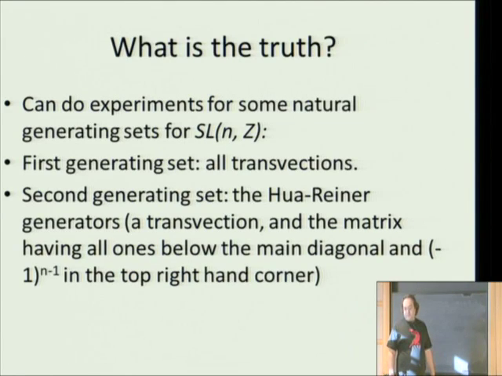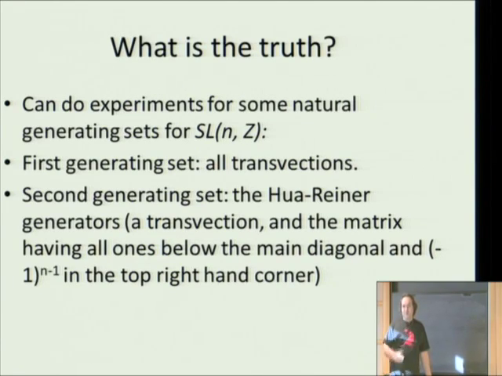So for SLNZ, there is a natural generating set. If you ask somebody what the generating set for SLNZ is, they'll either say they don't know, or they'll tell you that it's the transvections. What are transvections? These are elementary row operations. You take a matrix which is diagonal, and then you have a single off-diagonal 1. Those are transvections. Their inverses are just like that, except there's a single off-diagonal -1, because a transvection corresponds to adding one row to another row, so the inverse is subtracting one row from another row. So the first generating set is all transvections, which is a very large generating set.